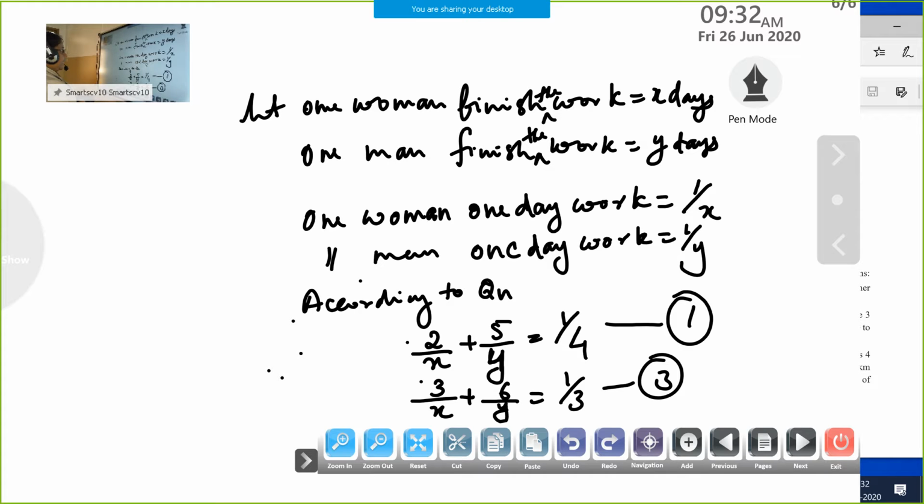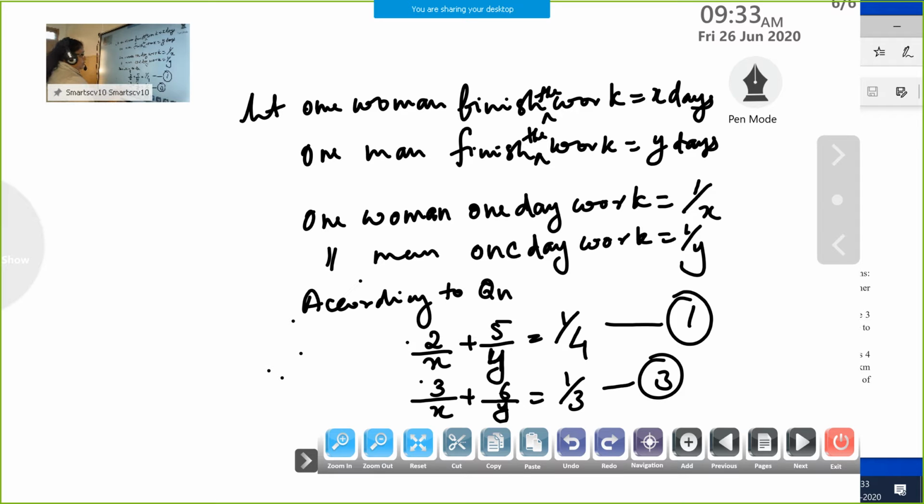We take one woman can finish the work in x days, and one man can finish the work in y days. You can assume that. That means her 1 day work is 1 by x and his 1 day work is 1 by y. According to our question, 2 by x plus 5 by y is equal to 1 by 4, and 3 by x plus 6 by y is equal to 1 by 3. Then using the irreducible form, we can solve this.